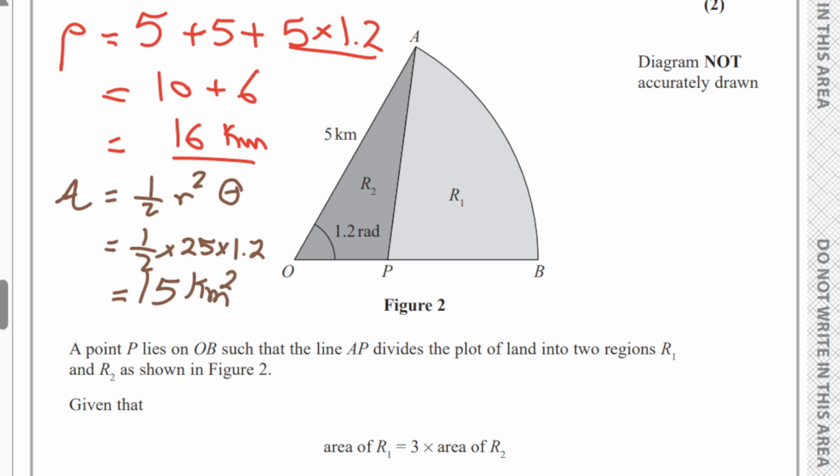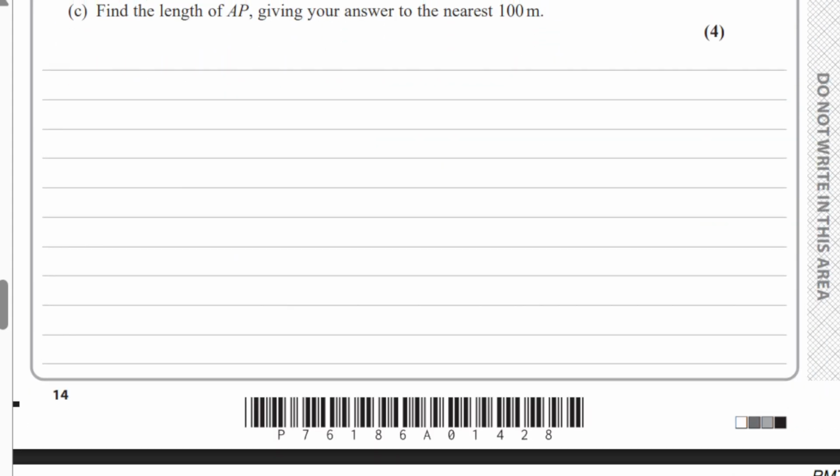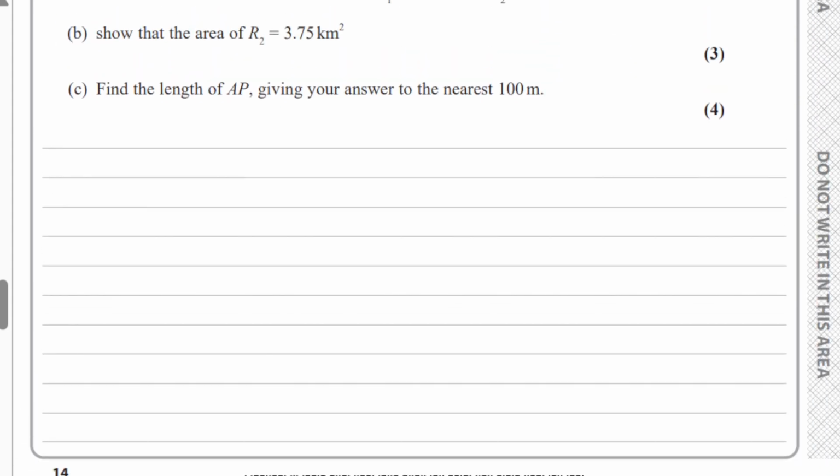Now this is the total area, but we just want this part. As I said before, we divide the total area by 4, and then that's the value of this. So 15 divided by 4 gives you exactly 3.75, and we got the 3 marks of this question. The last part is 4 marks.